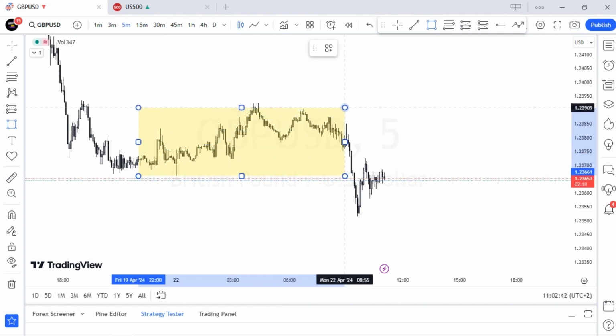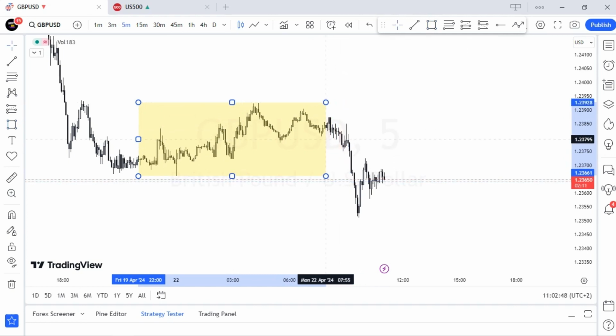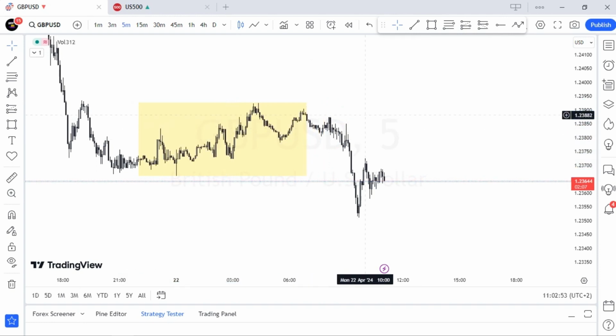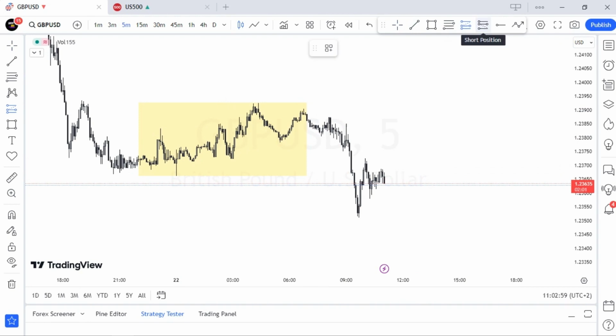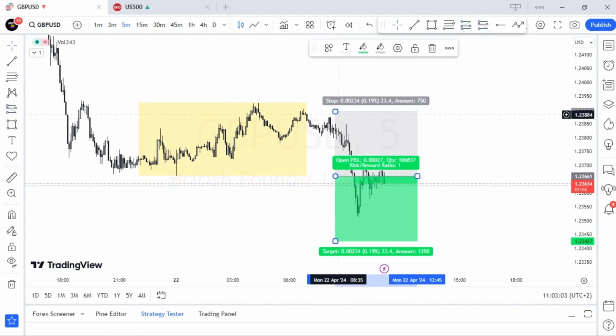So I decided to do a little voiceover. We're about to trade the London session. Right now I'm currently looking at GBP/USD. You can see our Asian session, this is the one that I highlighted here with yellow.